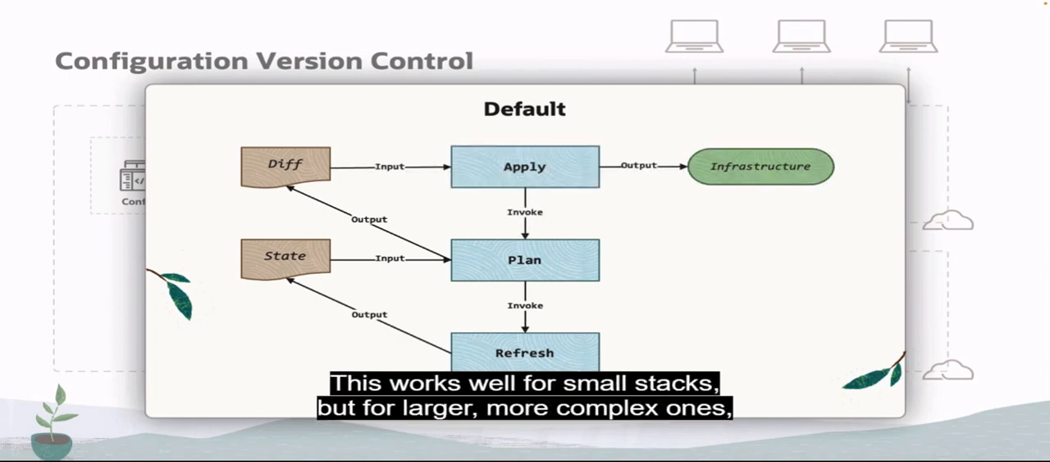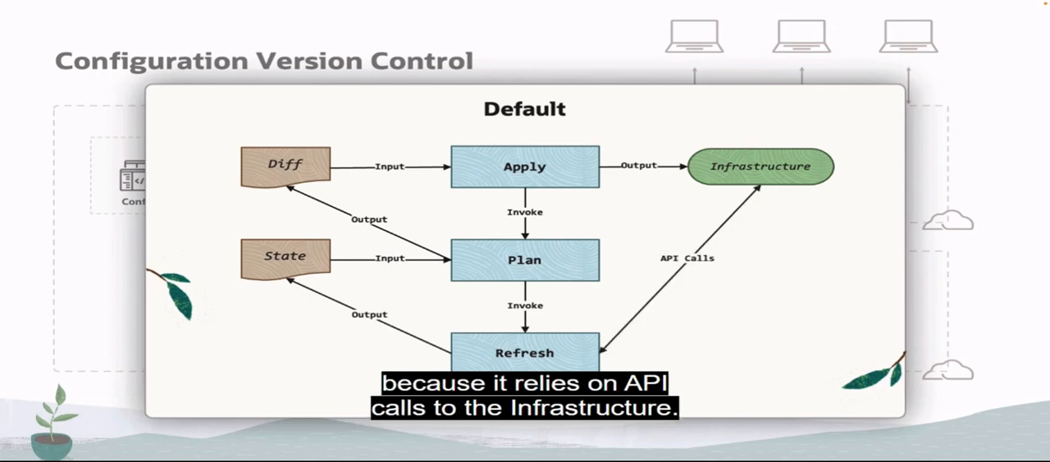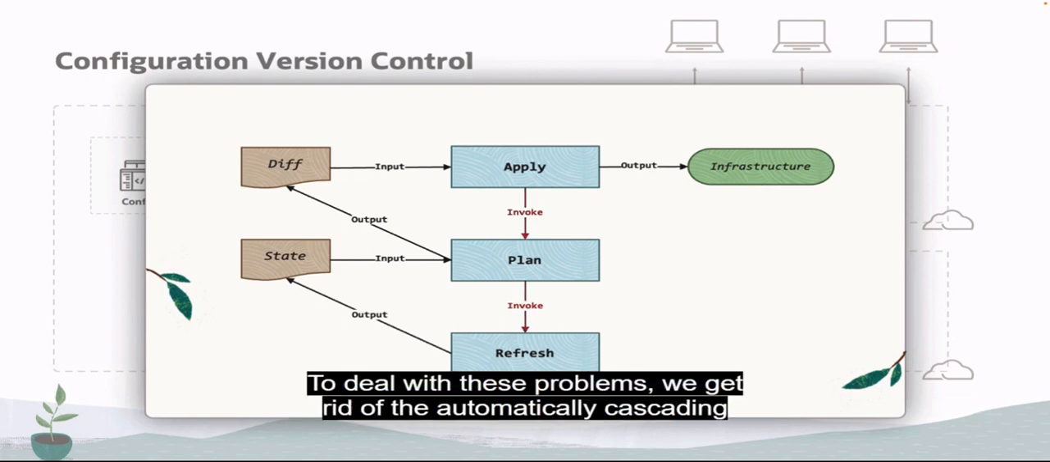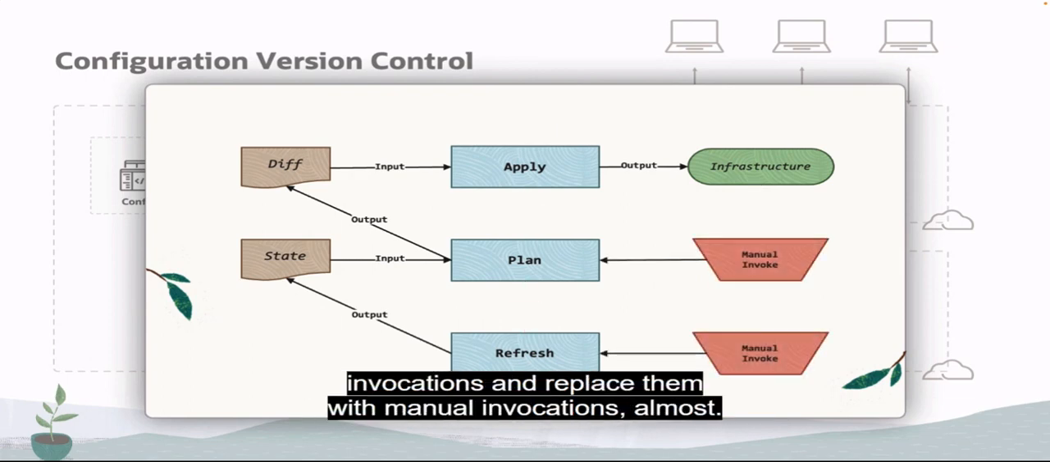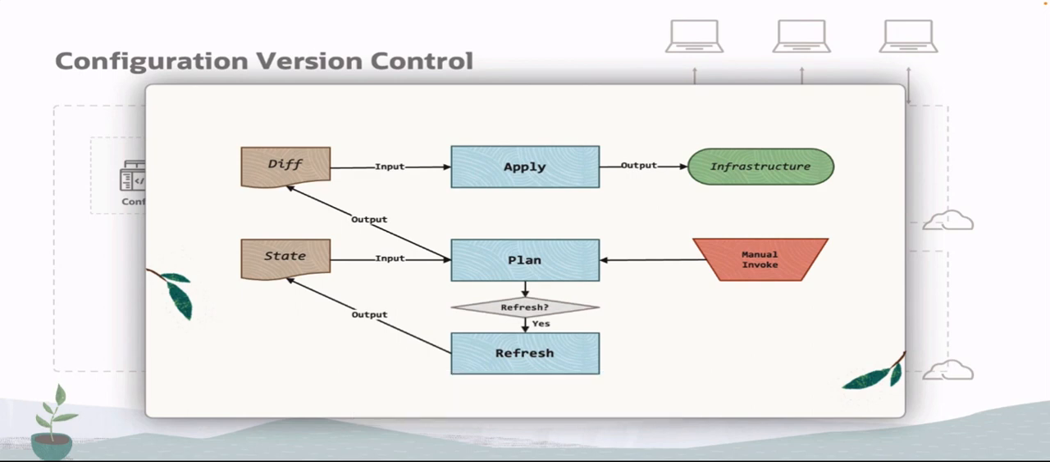This works well for small stacks, but for larger, more complex ones, refresh becomes an expensive operation, especially because it relies on API calls to the infrastructure. Similarly, actually computing plan becomes very expensive on more complicated stacks. To deal with these problems, we get rid of the automatically cascading invocations and replace them with manual invocations. Almost. Technically, explicit invocation of refresh is deprecated and is done with an option when calling plan.